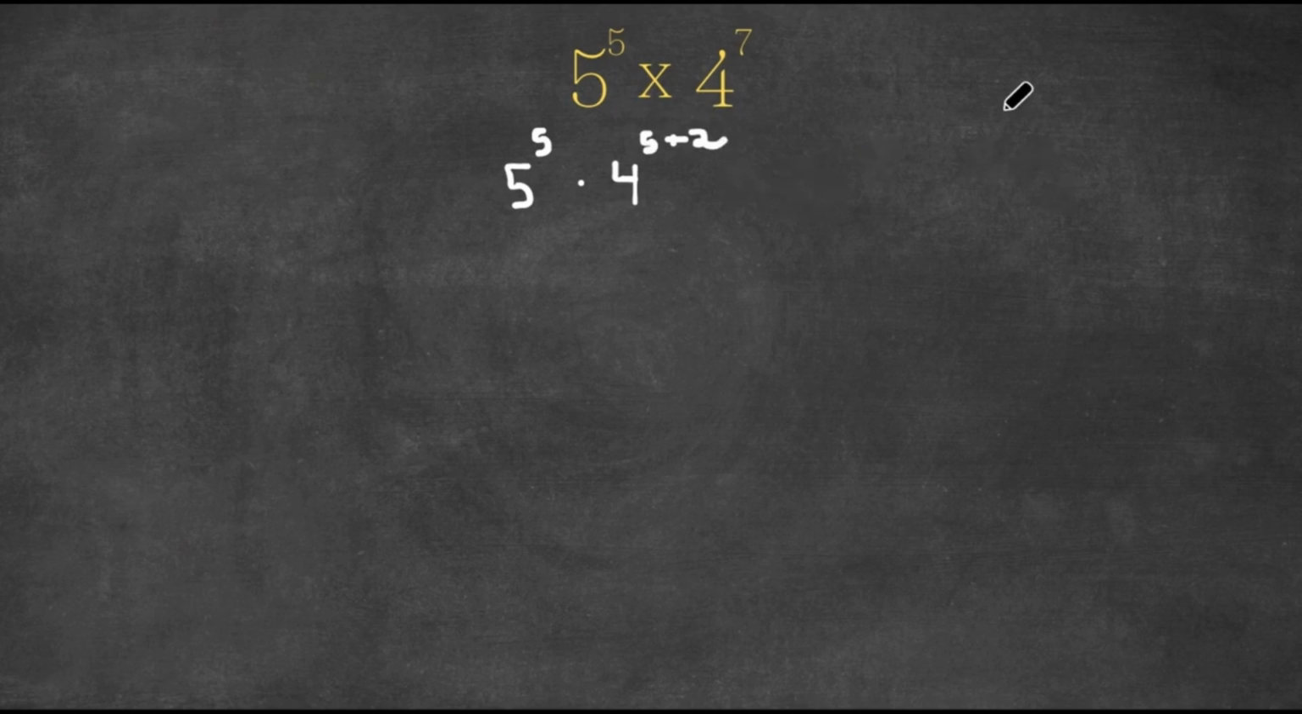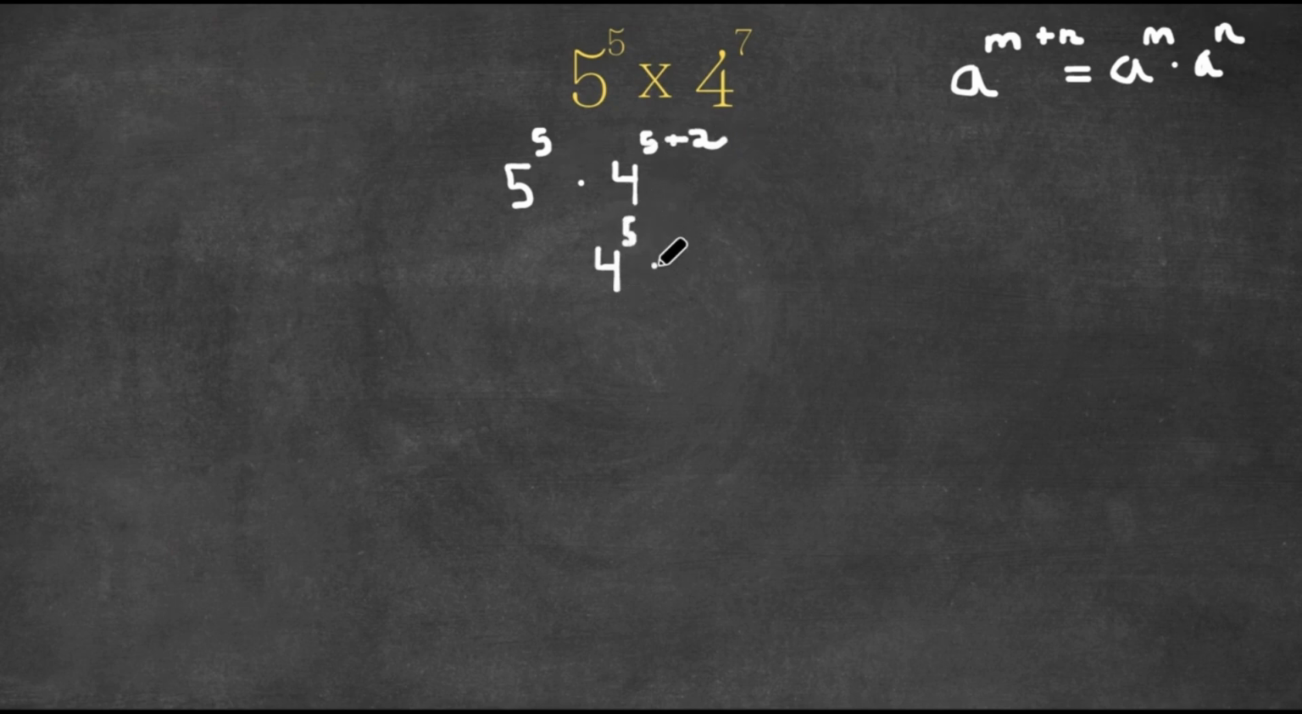Now, an important property of exponents is that if we have a to the power of m plus n, this is the same thing as a to the power of m times a to the power of n. So if we have 4 to the power of 5 plus 2, this is the same thing as 4 to the power of 5 times 4 to the power of 2. Because 5 in this case is m and 2 is n. And we're still multiplying this with 5 to the power of 5.